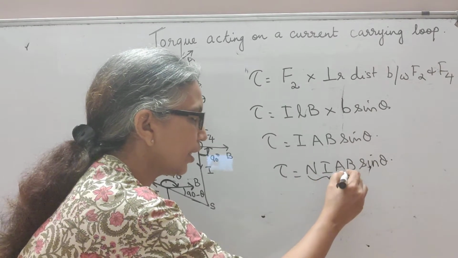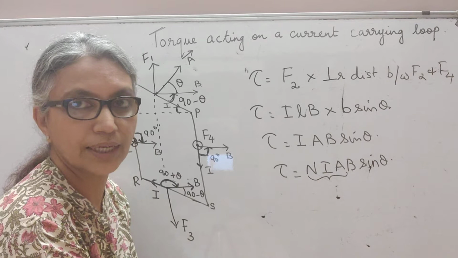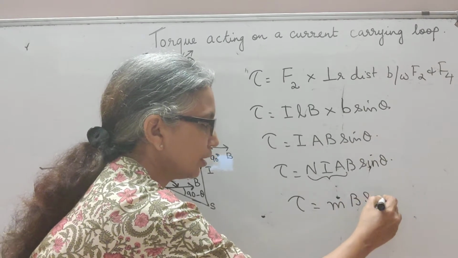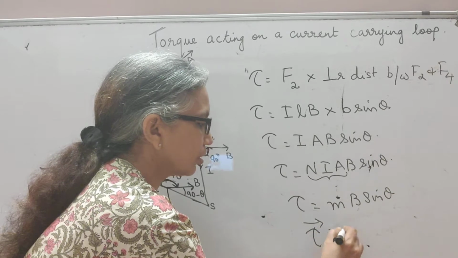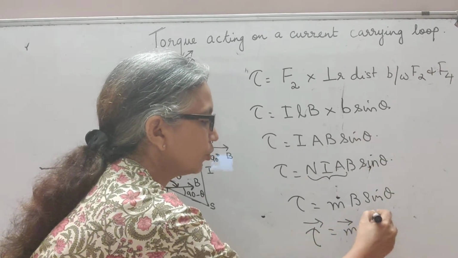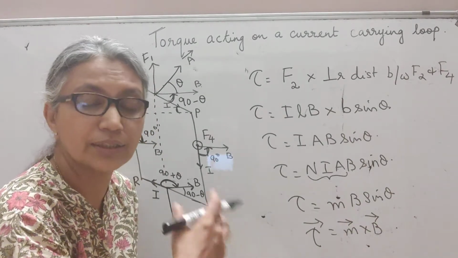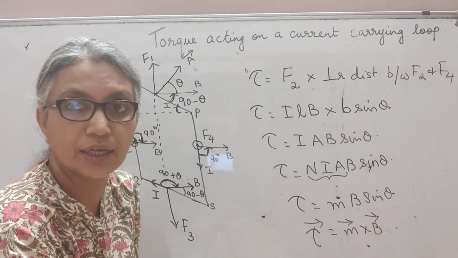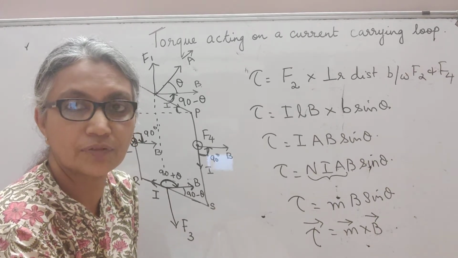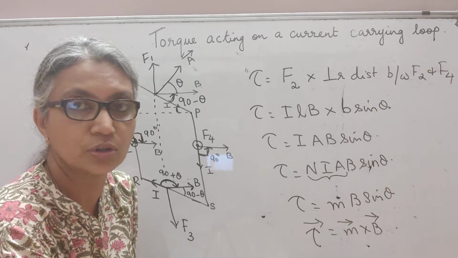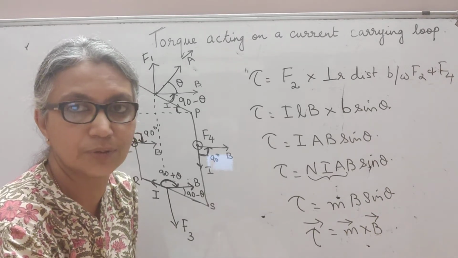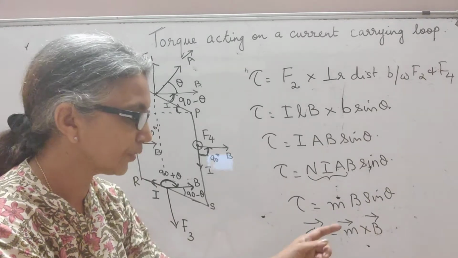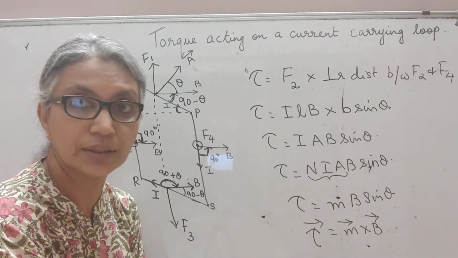Now, we are going to take this NIA as magnetic dipole moment M. So, tau is now going to be equal to MB sine theta, which means torque is the vector product of M cross B. Now, you will see that this final answer is analogous to tau equal to P cross E, which I taught you in the first chapter, which is the torque acting on a dipole. Tau equal to P cross E, where P is the electric dipole moment, which is equal to Q into 2A, any one of the charges into the distance between the two charges. Here, tau equal to M cross B. So, E has been replaced by the magnetic field. P, the electric dipole moment, has been replaced by the magnetic dipole moment.